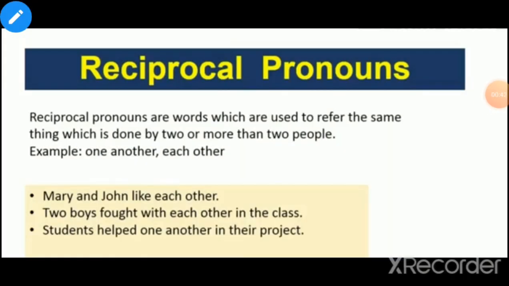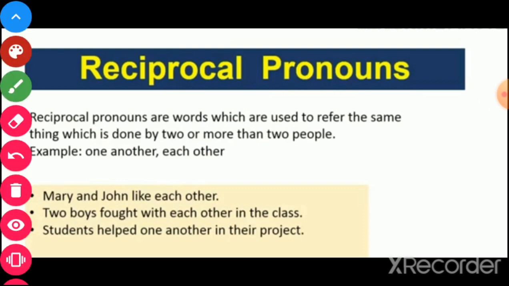The next kind is reciprocal pronouns. Reciprocal pronouns are words which are used to refer to the same thing done by two or more people. Example, one another, each other. They are used where a subject constituting two or more people, beings, or things has been mentioned in the main clause. Each other and one another are reciprocal pronouns. Each other is used when two people are involved. One another is used when more than two people are involved. Okay?